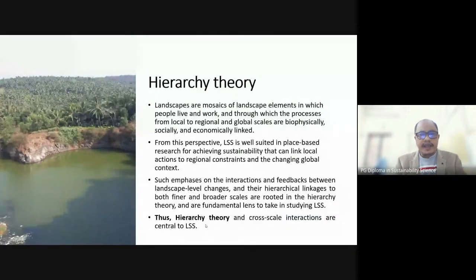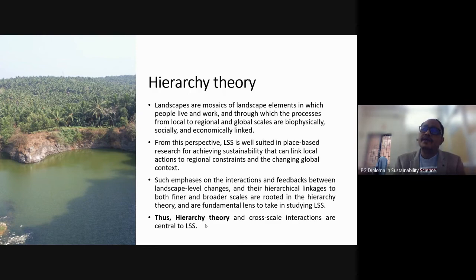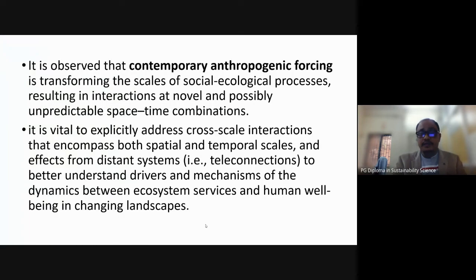And coming to hierarchy theory, society also has its own hierarchy. When we talk about the socio-ecological system, the way we study different ecosystems, or an organism, or the ecosystem, in the same way the socio-ecological structure also has its own hierarchy. We need to understand those things in different ways, at different scales, from local to regional to the global context.